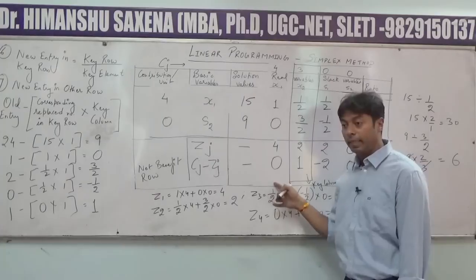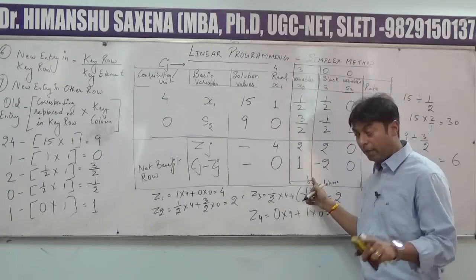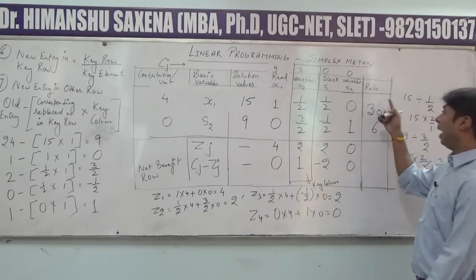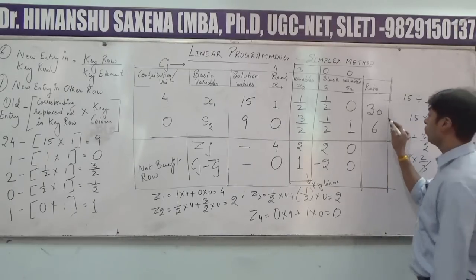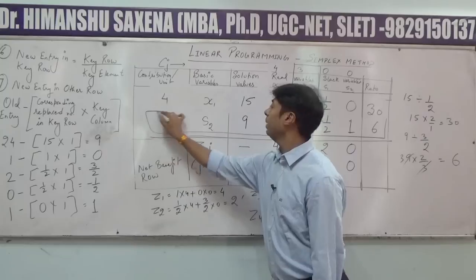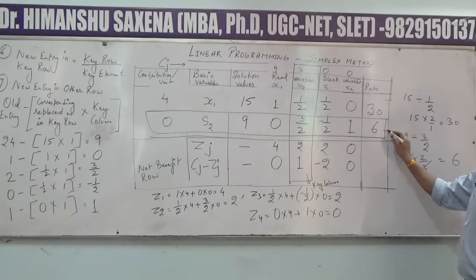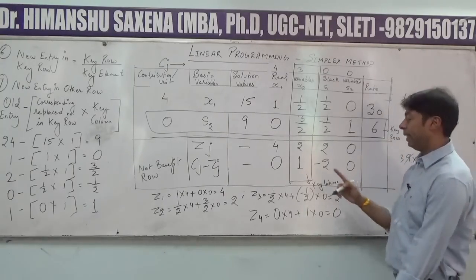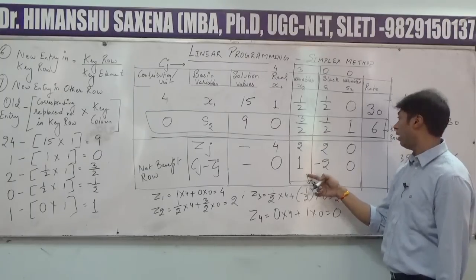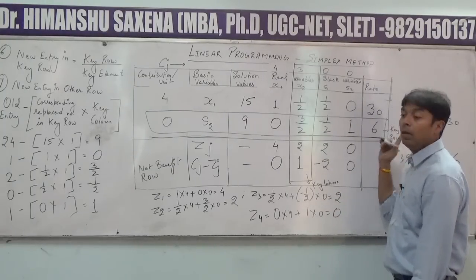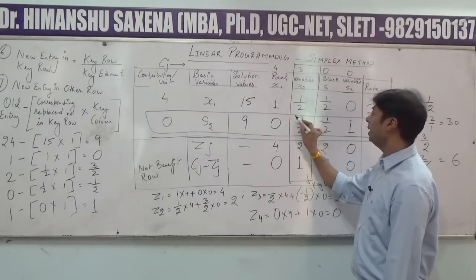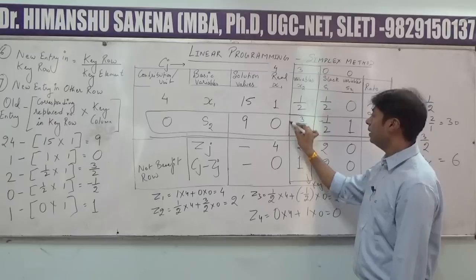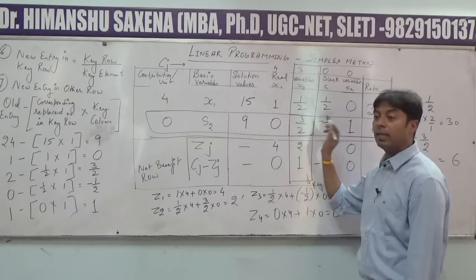From this Cj minus Zj we have to take the highest value, highest positive value, and from ratios we have to take the lowest value, right? Lowest value is 6. So this row will be represented by key row, right? I repeat, for key column you have to take the highest value, for key row you have to take the lowest value, and remember the element which is lying on the intersection of it, this element 3 by 2 will be called as the key element.